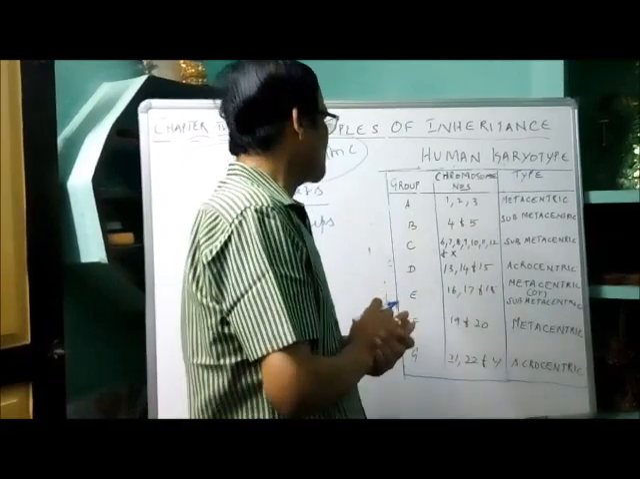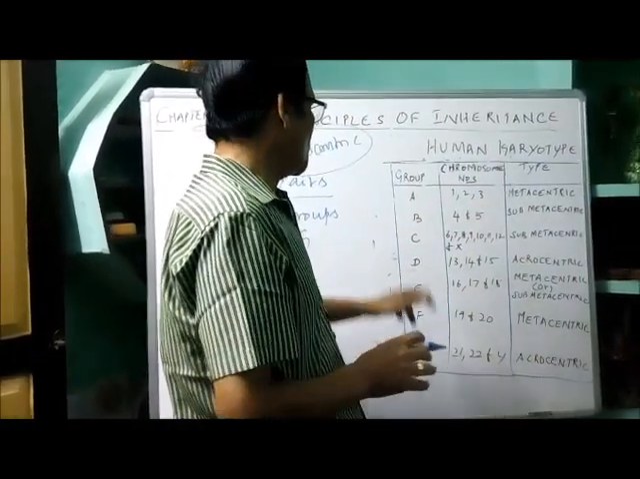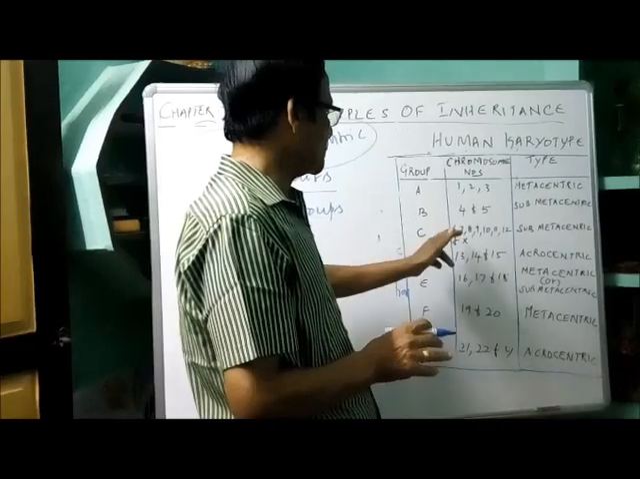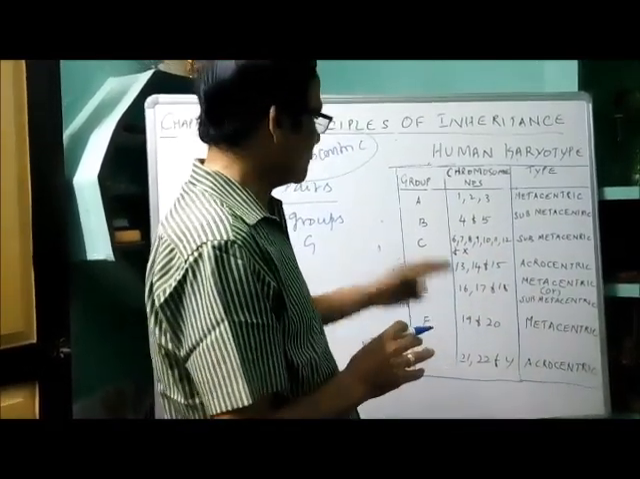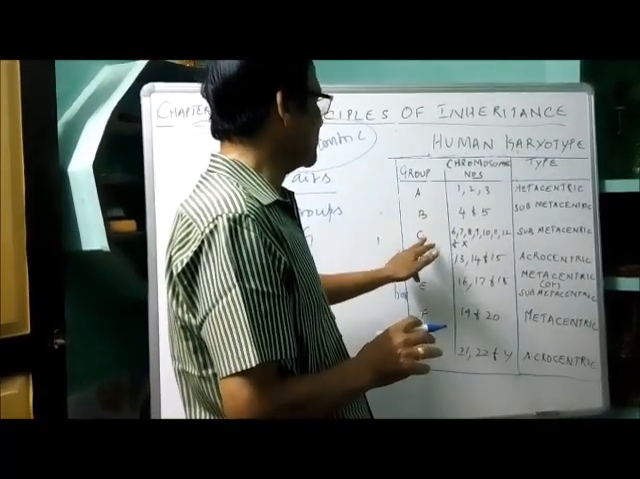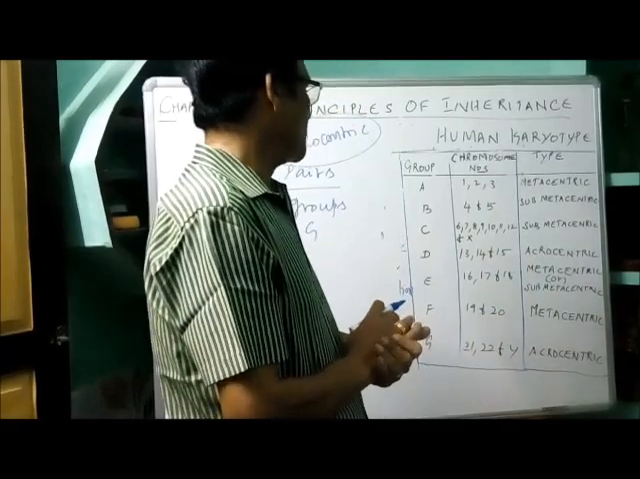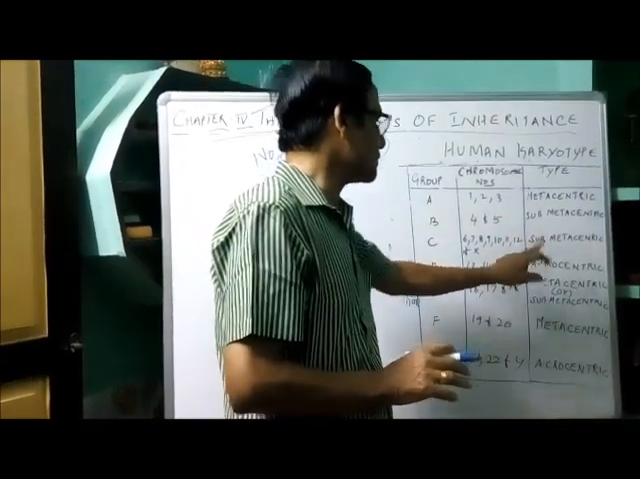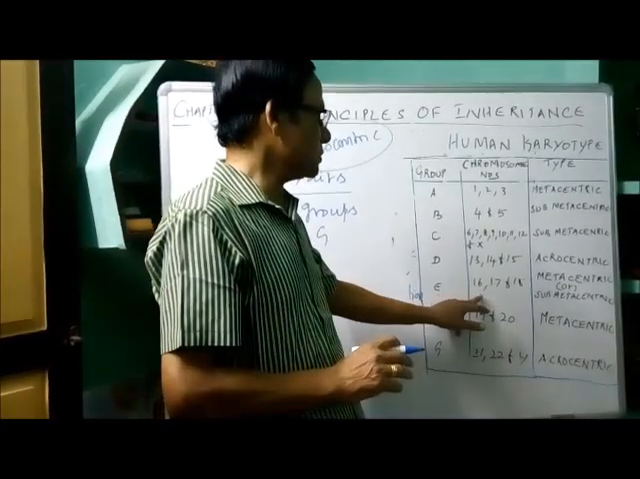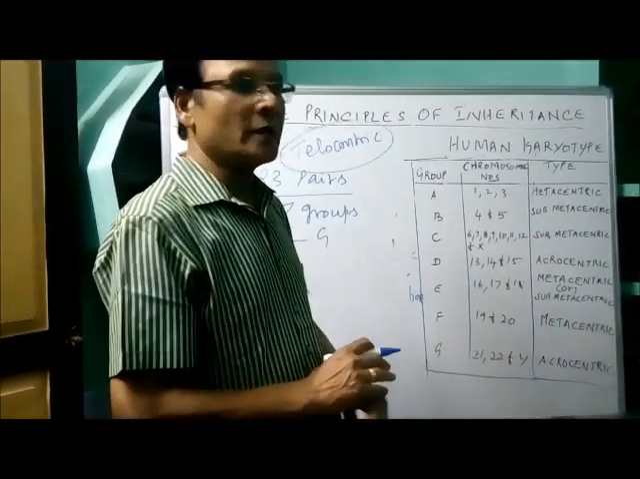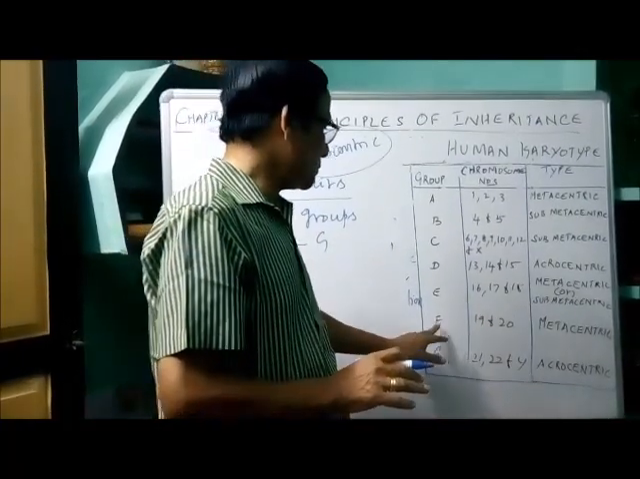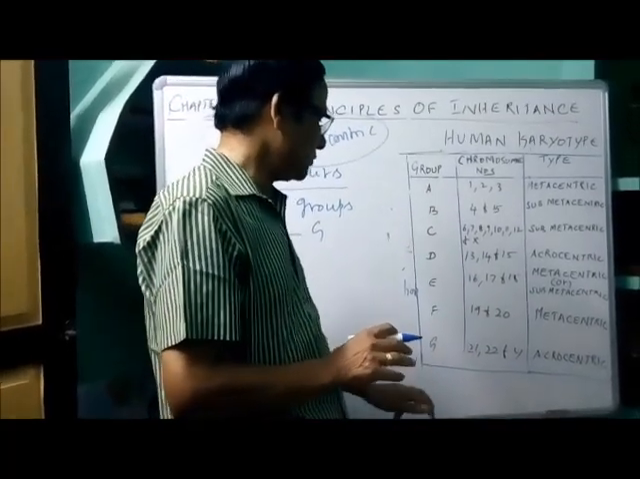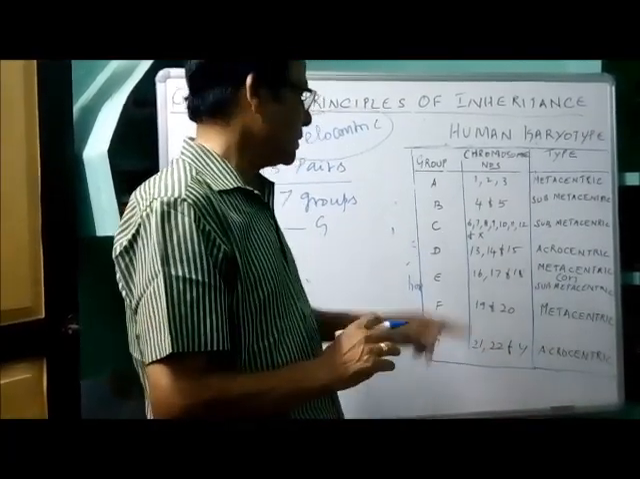Group C includes the largest number of chromosomes, from 6 to 12 along with the X chromosome. Chromosome X is similar to 6 and placed under C. These chromosomes are submetacentric. Coming to D: 13, 14, 15. These chromosomes have a long arm and a short arm, acrocentric. Group E includes 16, 17, and 18. They are either metacentric or submetacentric. Group F, 19 and 20, both metacentric. The last group G includes 21, 22, and Y, acrocentric.